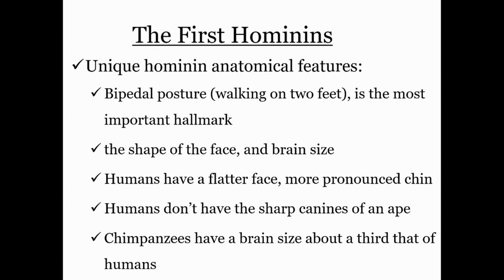The shape of the face and the brain size. We have a flatter face, we have a more pronounced chin, and our brain is much larger than our chimpanzee cousins. We also have changes in our teeth. We don't have the sharp canines that an ape would have.